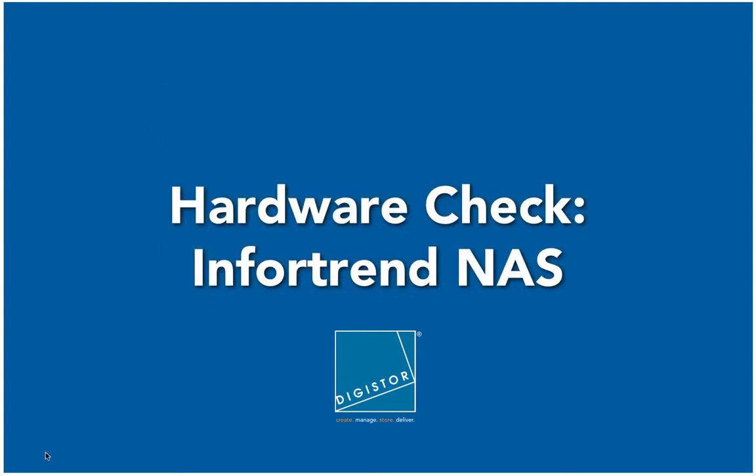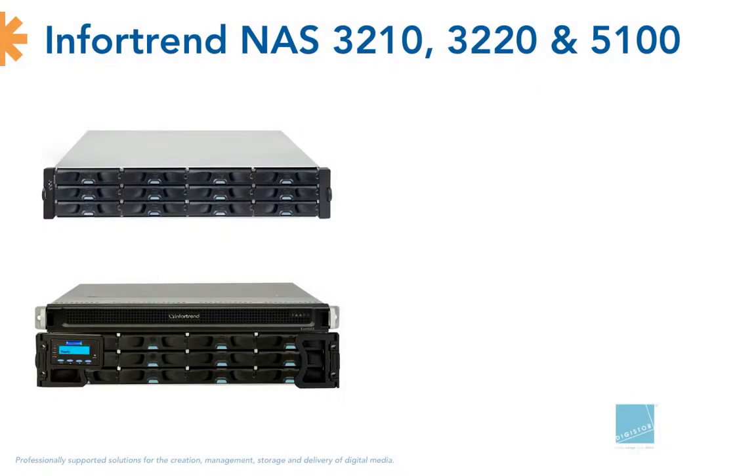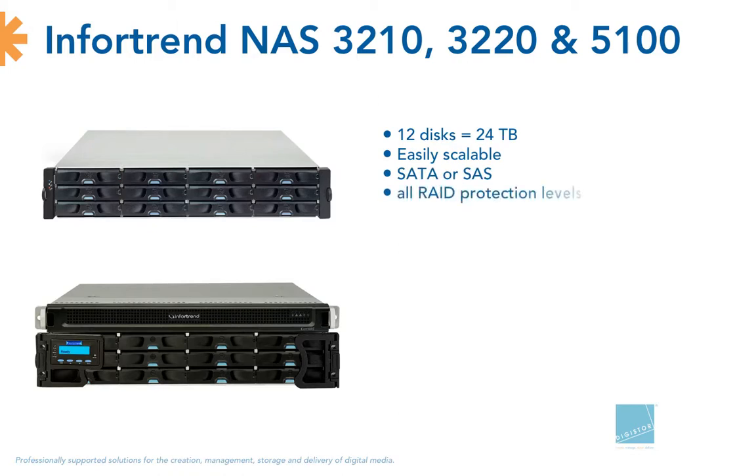I'm going to use a real-life example, an existing product line, the Infortrend EonNAS. There are various models, but I'm not going to explain the differences between the various models. I'm going to focus on some key features. Most of these systems have 12 disks with 24 terabytes. So it's a compact unit with storage and computer all in one box with a small footprint. It is easily scalable, as you will see later on. It can hold SATA or SAS disks, and of course it offers all RAID levels of protection.